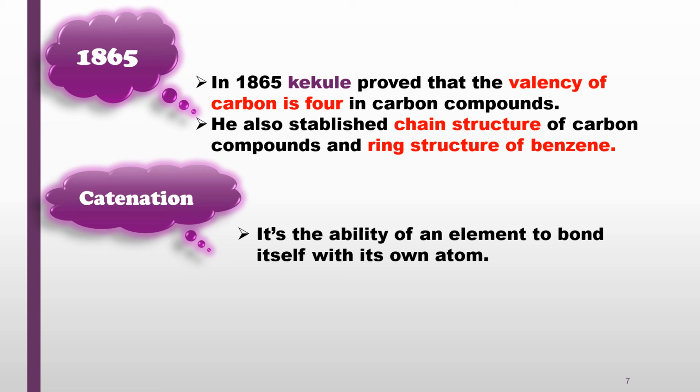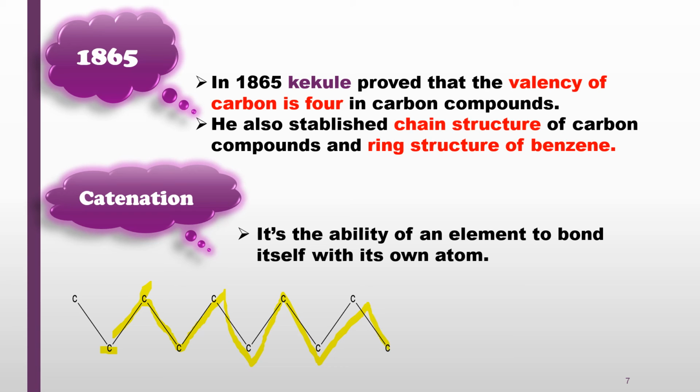Catenation is the ability of an element to bond with its own atoms. You can see in the given example that carbon is bonded to carbon, carbon is bonded to carbon, forming a long chain. Similarly, there is another example in which carbon is bonded to carbon forming a ring. This is the unique ability of carbon, due to which carbon is an important element to study alone in organic chemistry.